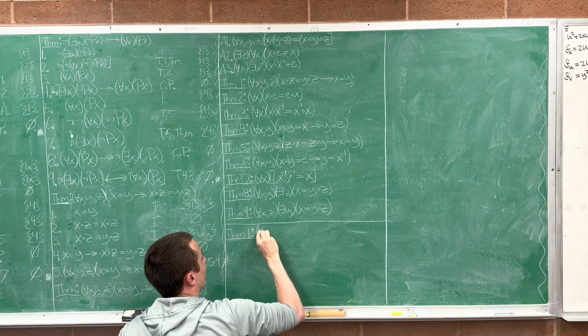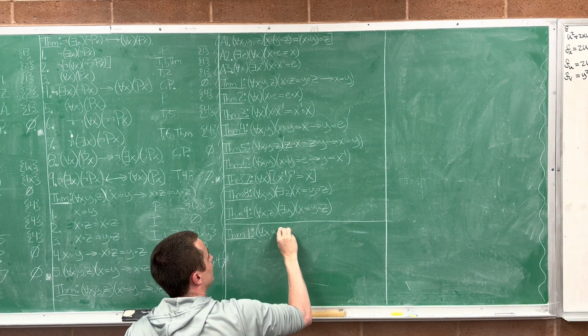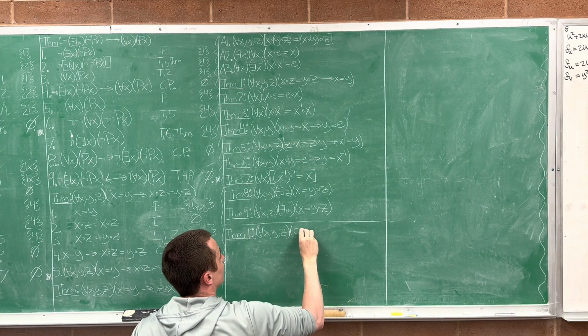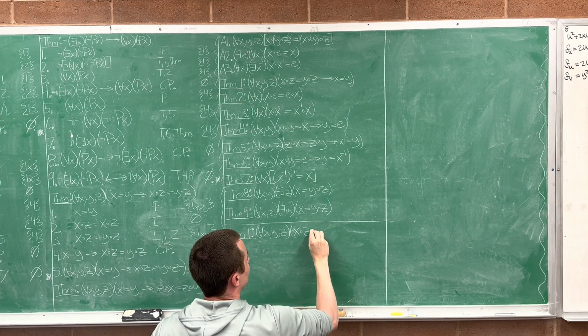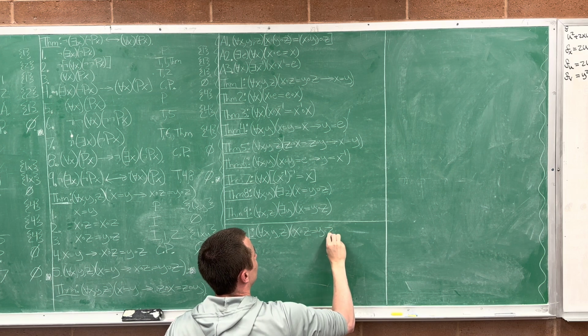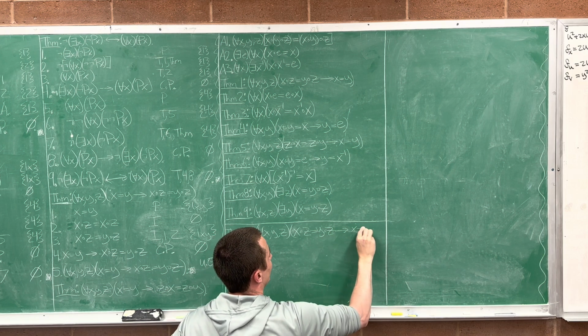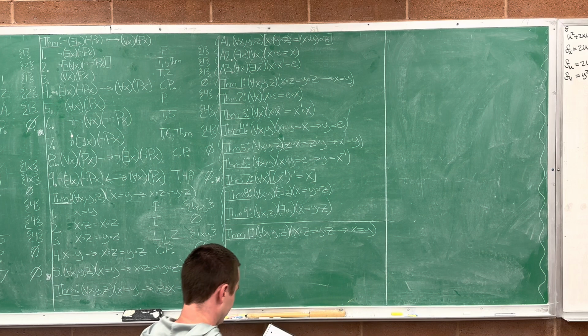Okay. So theorem 1, what are we trying to prove? We're trying to prove that for all x, y, and z, x compose z equals y compose z implies x is equal to y. All right, that's what we're trying to show.